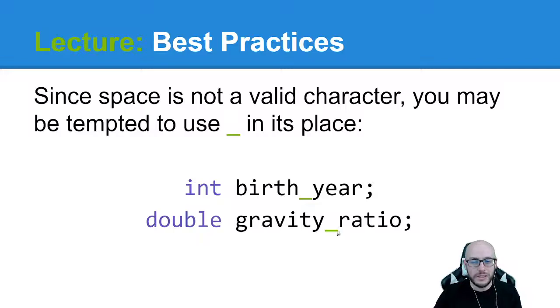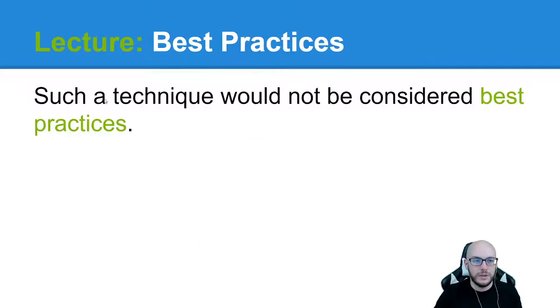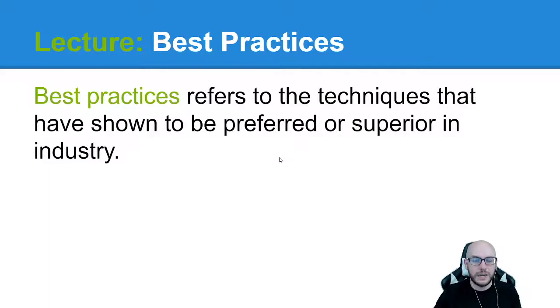Now, in some languages, I think Python kind of comes to mind, this is generally accepted. For whatever reason, people like using underscore in those languages, and so that would be accepted there. But in Java, not so much. Such a technique would not be considered best practices.